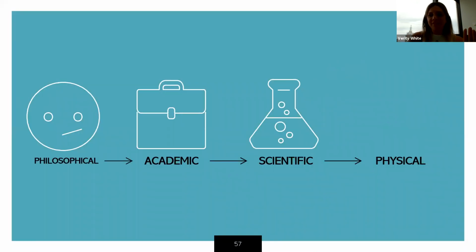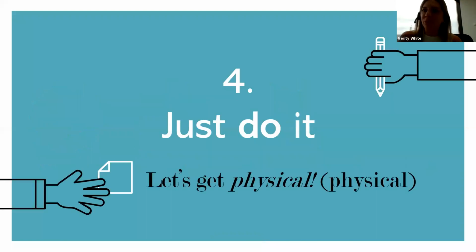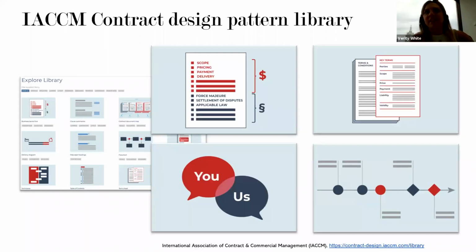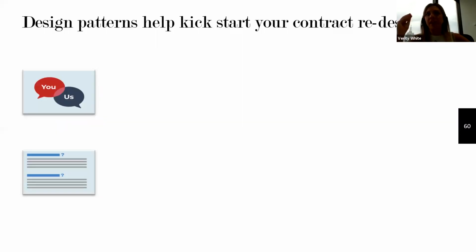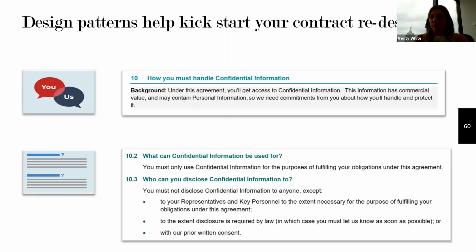So now it's time for us to get physical and move into that physical mindset, which is basically one of the most important ones, actually doing the contract redesign. An amazing way to get started in contract redesign is to have a look at the TACCM Contract Design Pattern Library, which is an amazing resource that steps through, I think it only came out this year. So it's an amazing way for you to kickstart your contract redesign projects with something specific that you can take from that pattern library and use within your project.